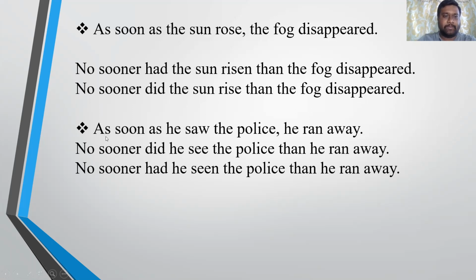Let us go to the second example. As soon as he saw the police, he ran away. Begin with no sooner. No sooner did he see the police than he ran away. When you're using did, make sure the verb is in V1. When you're using had, make sure the verb is in V3. So, no sooner had he seen the police than he ran away. This is how you should answer.